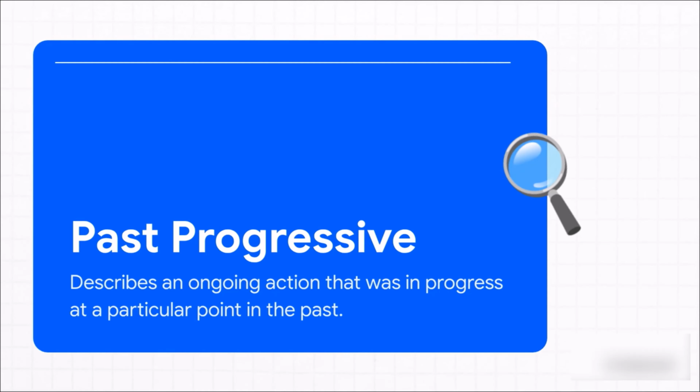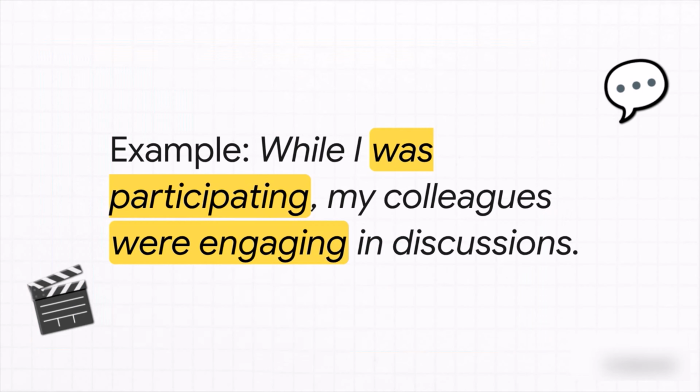Okay, but what if you want to add a little more texture? That is where the past progressive comes in. This tense describes something that was ongoing, that was in progress at a certain point. It lets you zoom in on a moment and really paint a picture of a scene. So instead of just listing off things that are finished, you get this. While I was participating in the workshop, my colleagues were engaging in discussions. It just creates this vivid moment in time.